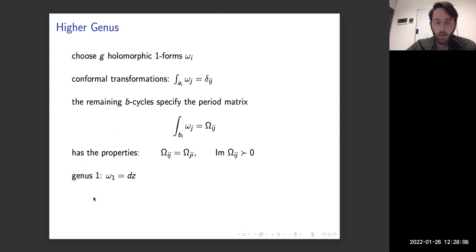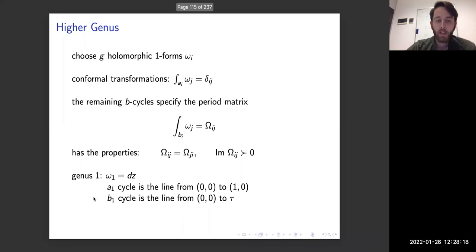And this is the direct generalization of genus 1, where the natural 1-form is just dz. The A cycle is the line from 0 to 1. The B cycle is the line from 0 to tau. And then it's clear that if you integrate omega 1 over B, you get tau. So the only period matrix entry in genus 1 is tau.